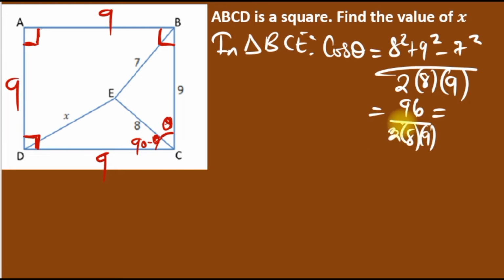And 2 in 96 is 48. 8 in 48 is 6. So 3 in 6 is 2. And 3 in 9 is 3. So our cos theta is 2 over 3.